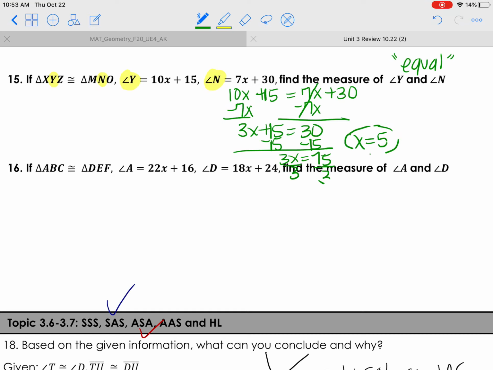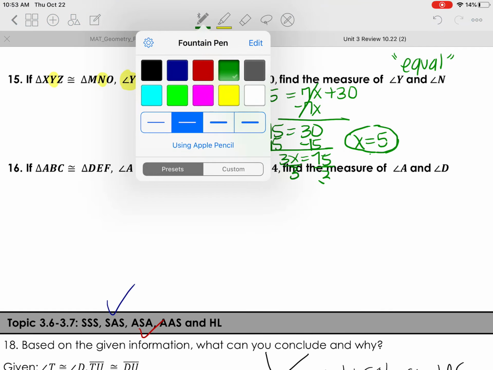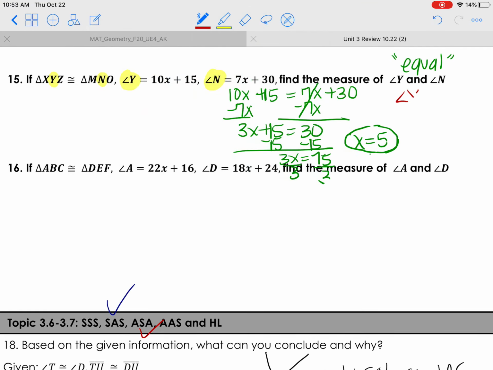Again, you're not done with this problem because the question is asking you to find the value of angle y. So you've got to come back and substitute the x value. So 10 times 5 plus 15. 10 times 5 is 50 plus 15 is 65. And because angle n is congruent to angle y, we know that angle n is also 65.